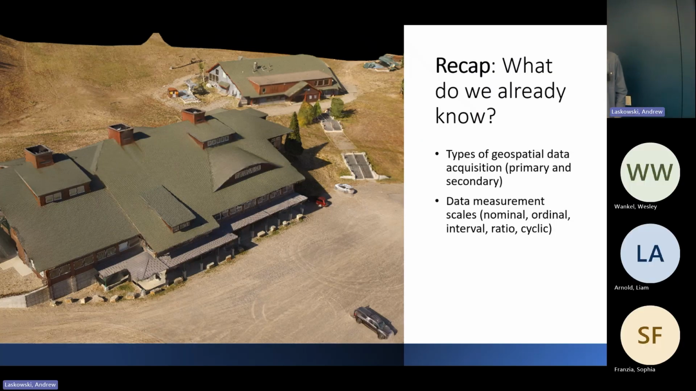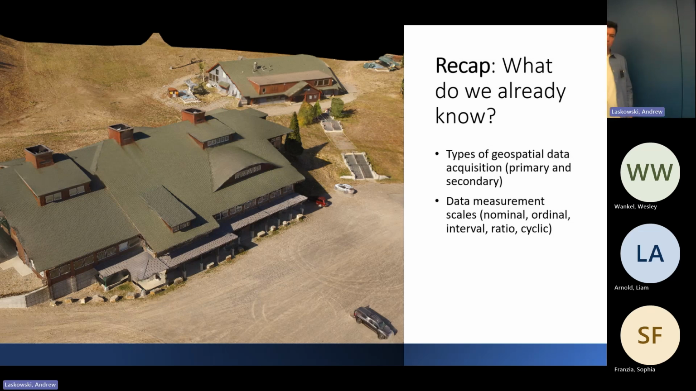So we've already kind of touched on a few of the themes from chapter 5. Just want to review those, kind of jog your memory. We've talked about two different types of data acquisition, right? We have primary data capture and secondary data capture. Primary being going outside or actually collecting data in some fashion.